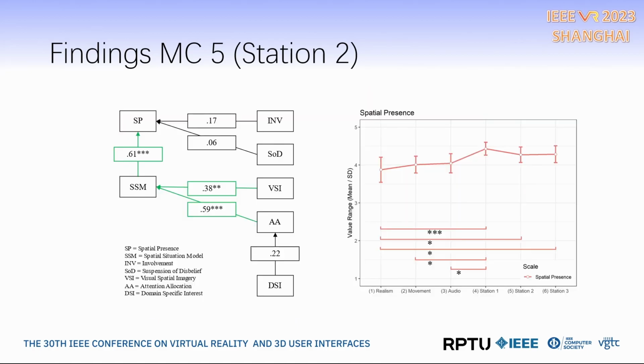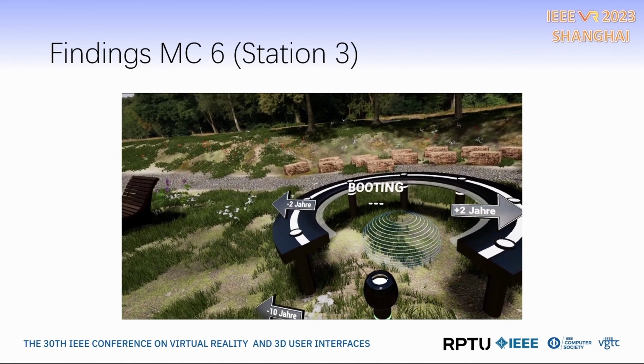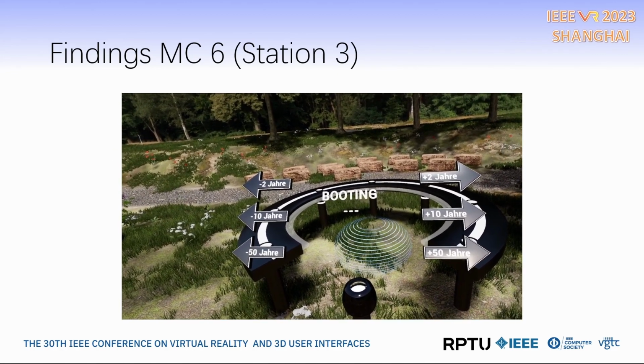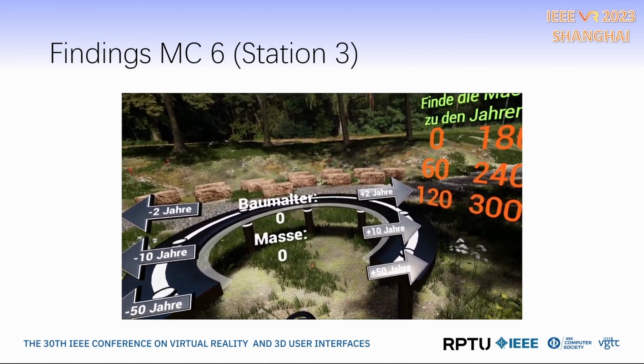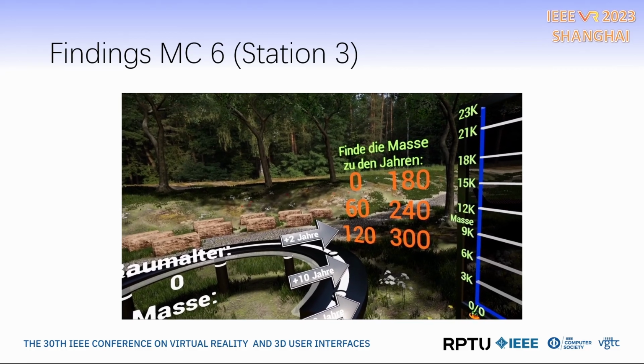The path analysis of the second learning station showed similar values as in cycle 4. The presence experience also slightly decreased descriptively. At station 3, the students were able to make a tree hologram and read off values about its CO2 storage. These had to be transferred to a pinboard.